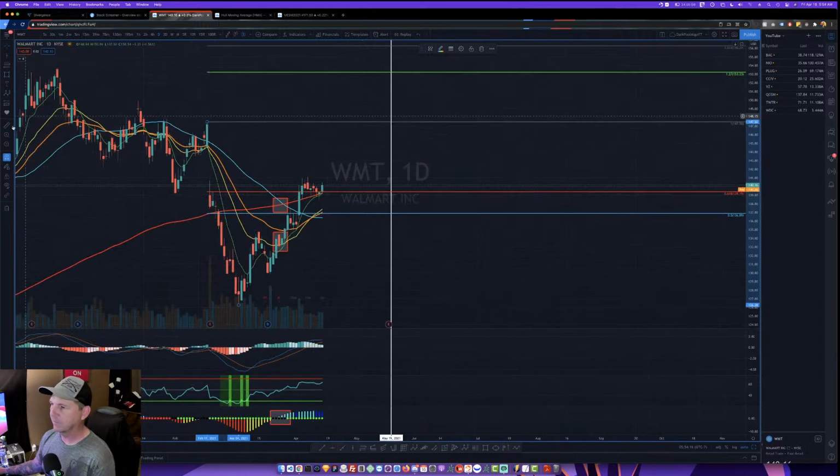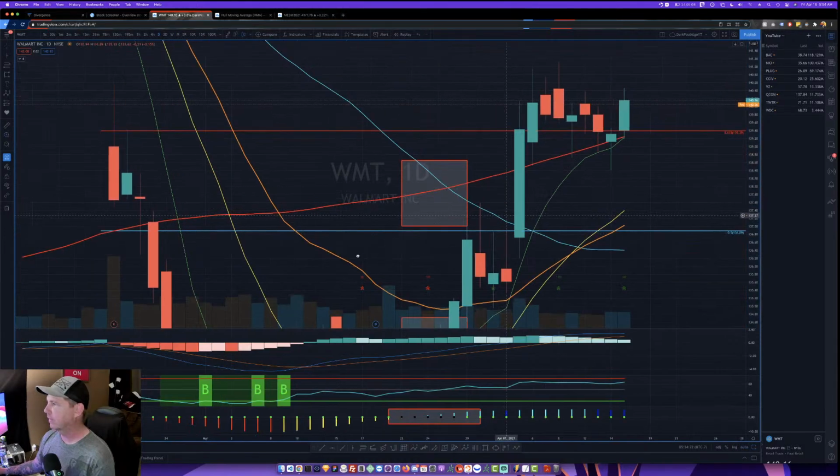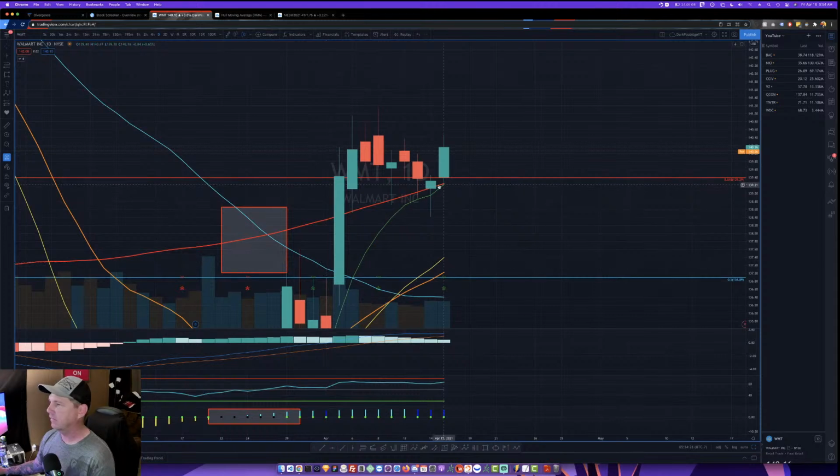So let's see if I can bring this up. What you see here is the 200 SMA, the 8 EMA, and the 618 Fibonacci retracement all providing support right at 139.39, 139.25. You know, I would say support is anywhere from 139.30 to 139.40.